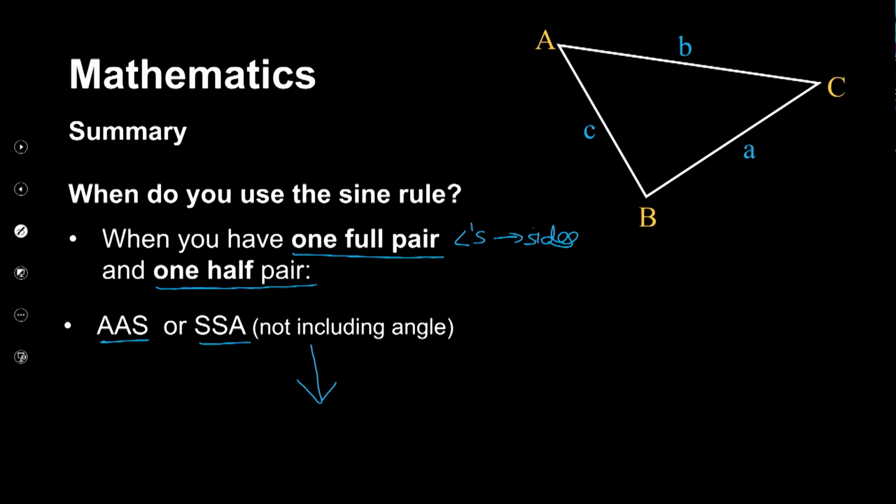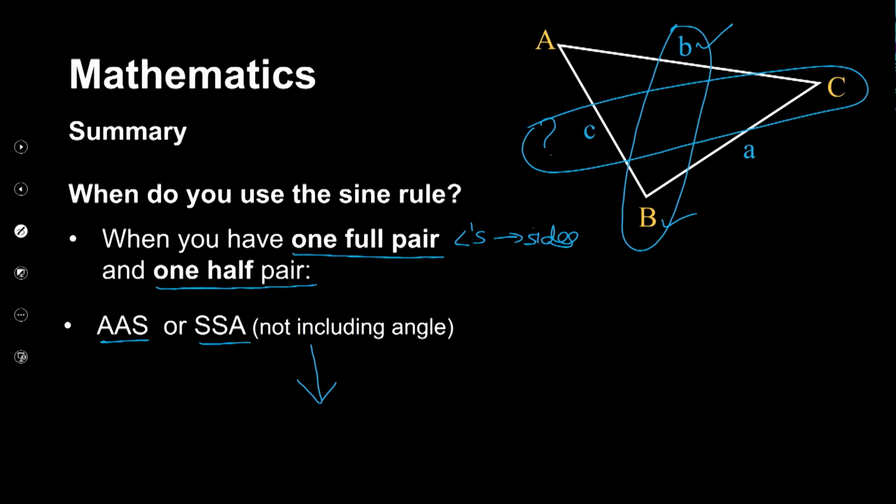So for example, again, just to recap, if we're given b and little b as our full pair, and we want to find, for example, little c, then we have to be given the rest of this half pair. In other words, we need to be given angle C. So the sine rule kind of works, if you notice, in an X fashion. We need one full pair, and we need one half pair.